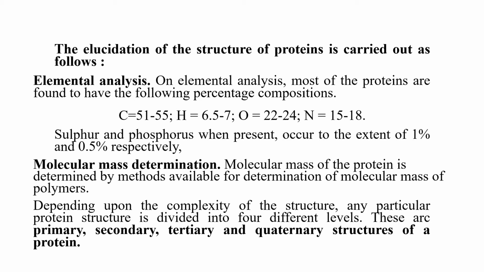Depending upon the complexity of the structure, the protein structure can be divided into 4 different levels. These are primary, secondary, tertiary and quaternary structure of a protein.